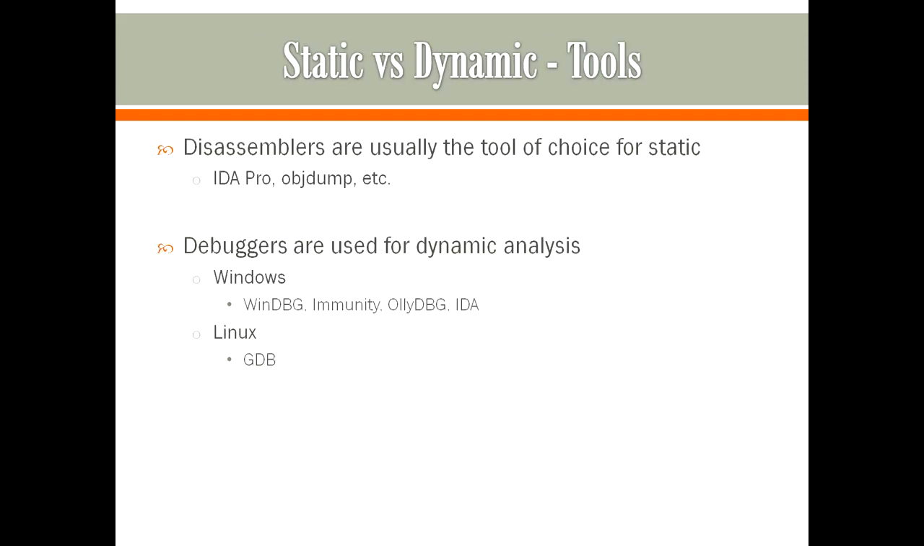When conducting static analysis, disassemblers are the types of tools you would use, like IDA Pro and ObjDump. On the other hand, if you're doing dynamic analysis, then you'll use a debugger. On Windows, there are several debuggers available, for example, WinDbg, Immunity, and OllyDbg. IDA Pro also includes its own debugger. On Linux, GDB is a common debugger that people use.